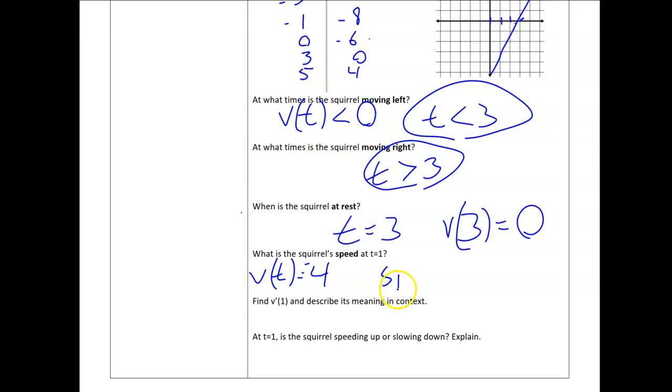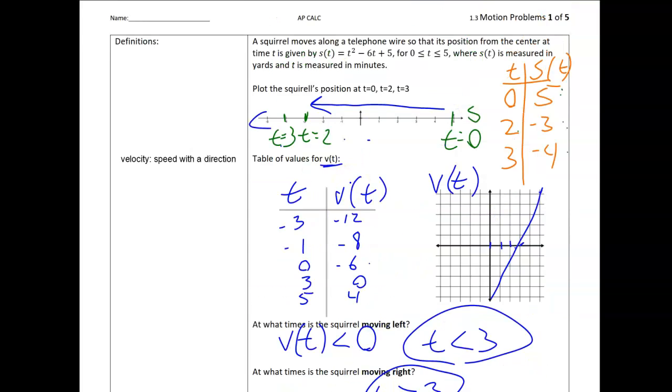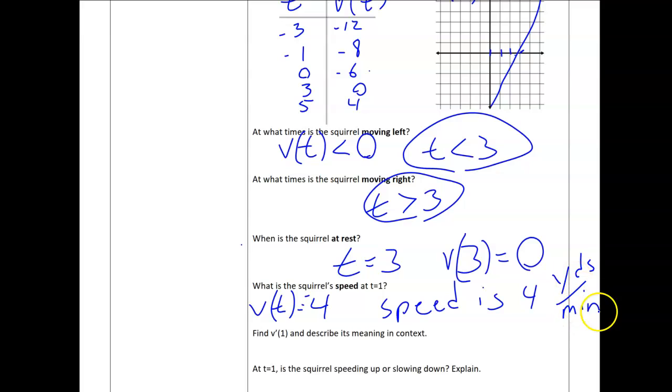So speed is 4, and I give you units. It's okay if we didn't. 4 yards per minute from the problem. Okay. So that gives us another definition.